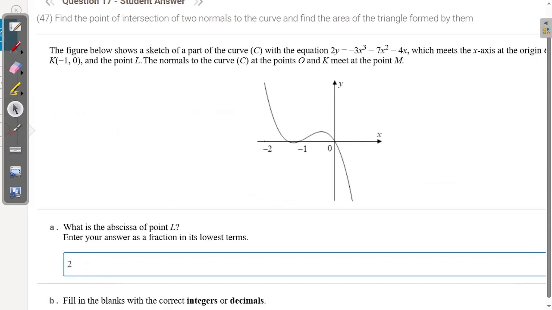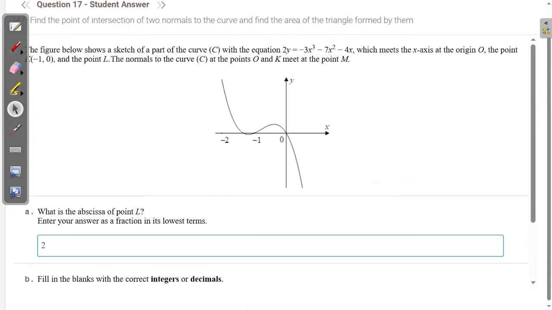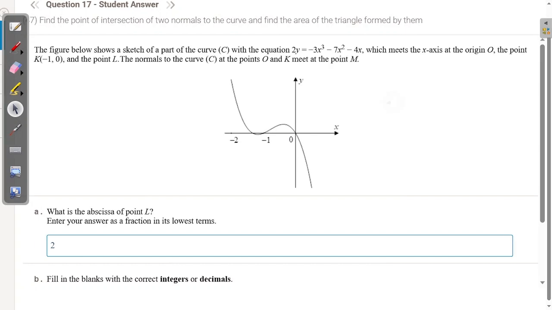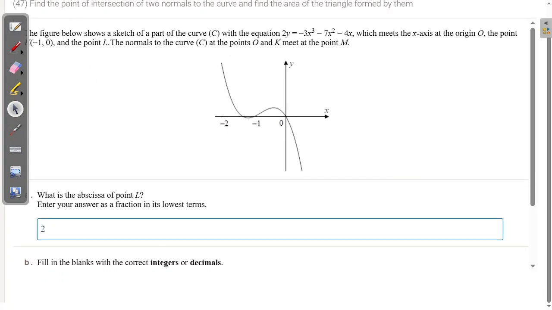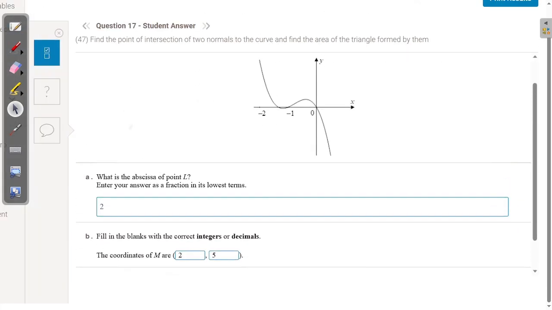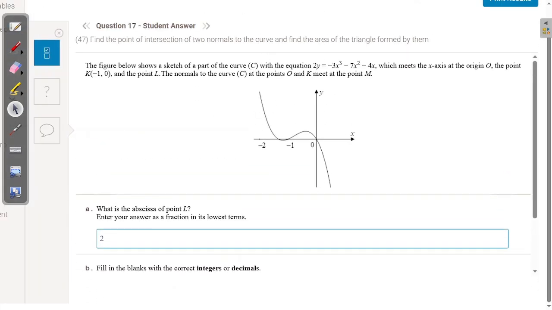The figure below shows a sketch of part of the curve with equation 2y equals negative 3x cubed minus 7x squared minus 4x. It meets the x-axis at the origin O, point K (negative 1, 0), and point L. The normals at O and K meet at the point M. You want the abscissa of point L and the coordinates of M and K.